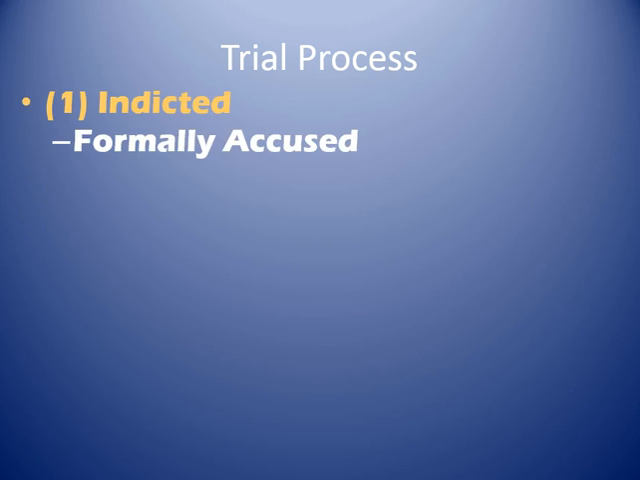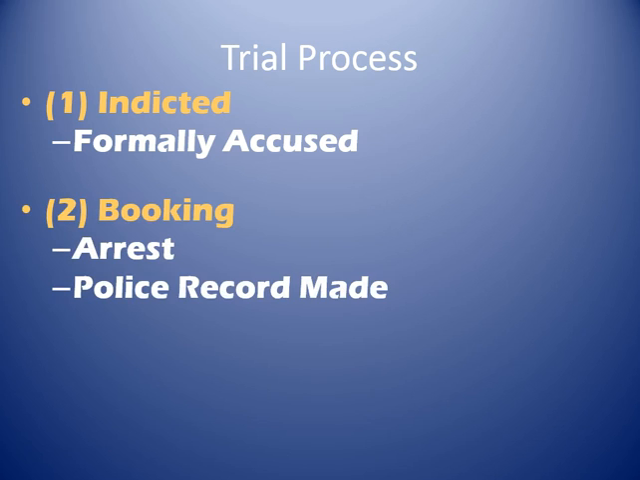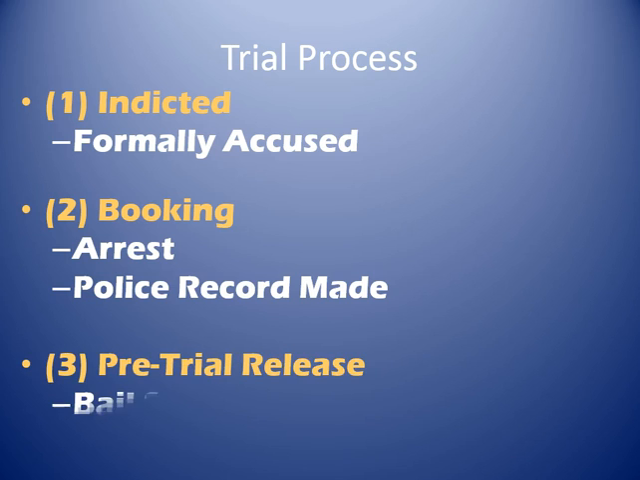The trial procedure looks like this. The first step is that you are formally indicted. Just means that you are accused of a crime in court. You are formally accused of the crime. The second thing that happens is a booking takes place. The cops will come out, they will arrest you, they will take you into custody, and they will file a police report.